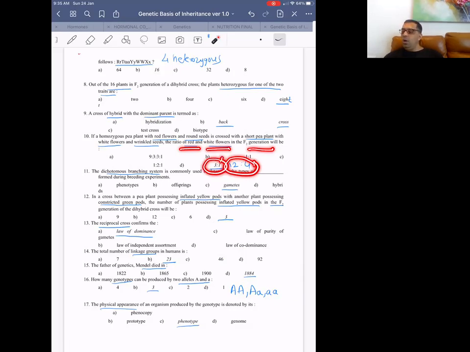If they had asked you the ratio of round and wrinkled, what would the ratio of round and wrinkled be? 12 is to 4. In other words, 3 is to 1. So that would be the ratio of round and wrinkled. So any dominant character, how many will come in the F2 generation? 12.